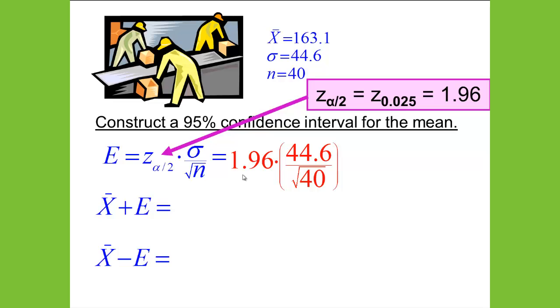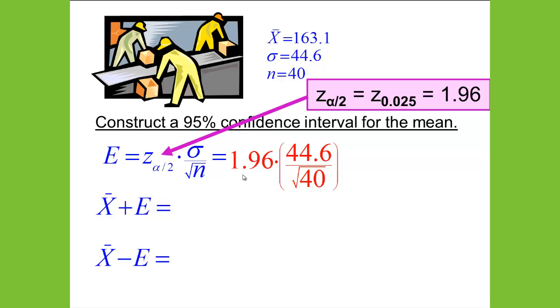Well, our standard deviation is 44.6, but this is a central limit theorem type problem where we have a sample mean and we're looking at the standard deviation from a set of means. So we need to take that standard deviation and divide by the square root of 40. That's where we get 44.6 divided by the square root of the sample size, 40. That gives us the size of our standard deviation.